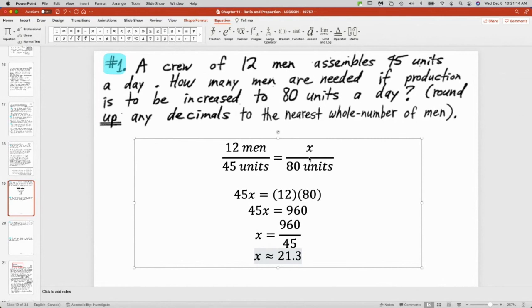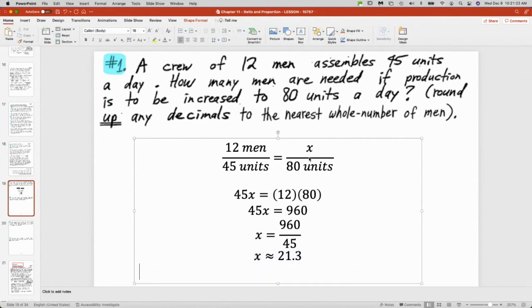What do you think? Would 21 achieve the goal? I don't think 21 would. You need to round up to 22. When it comes to resources, you got to round up. So yeah, we need 22 men for this project, for this assembly, okay? For the, let's write it down nicely, the 80 unit assembly.